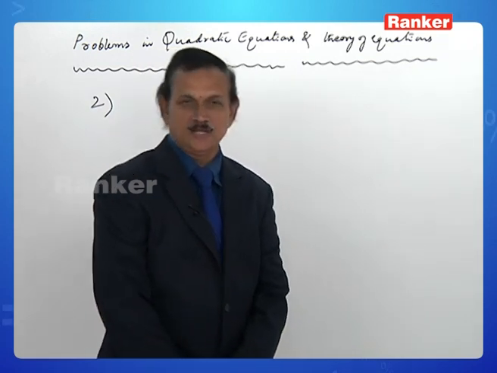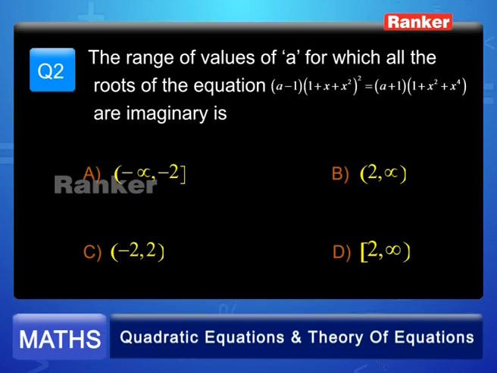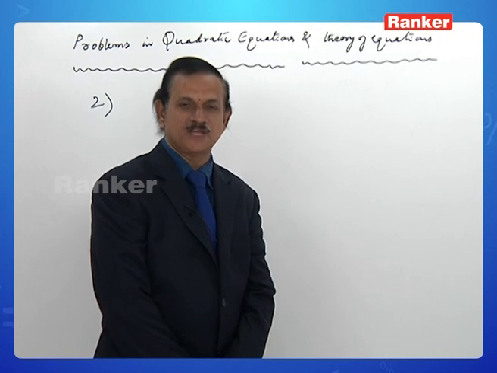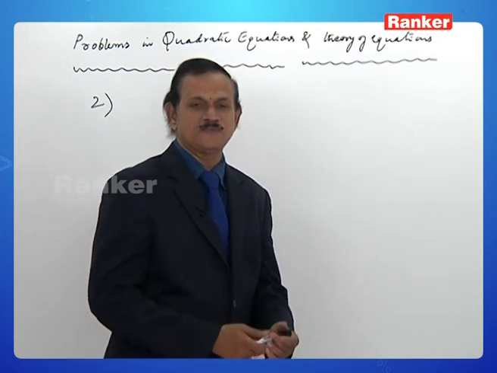The options given here are option A, open interval minus infinity to minus 2, closed towards minus 2. Option B, open interval 2 to infinity. Option C, open interval minus 2 to 2. Option D, closed interval 2 to infinity. These are the options. Let us observe the given equation first of all. What is the given equation?